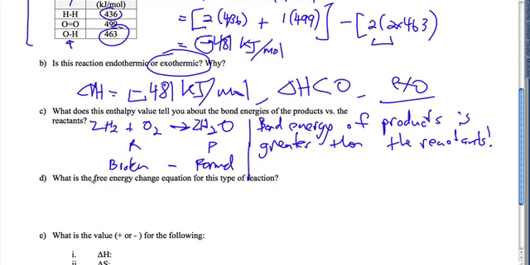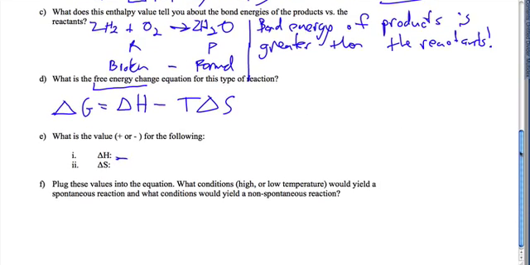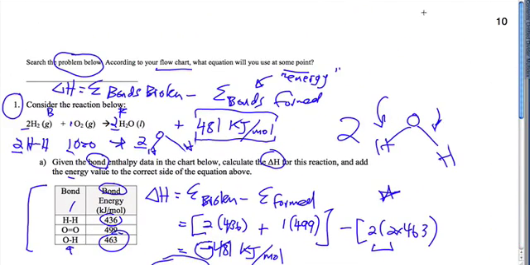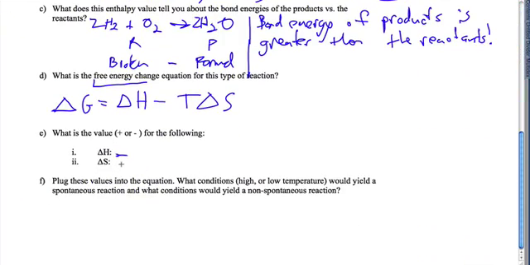What is the free energy change equation we're going to use for this? Well, it's not electrochemistry. We're in thermodynamics, so it's going to be our good old equation, delta G equals delta H minus T delta S. Delta H is negative. What's the sign on delta S? Well, we go from two gases to a liquid, so that definitely gets cleaner. So delta S is negative. Plug these into the equation.